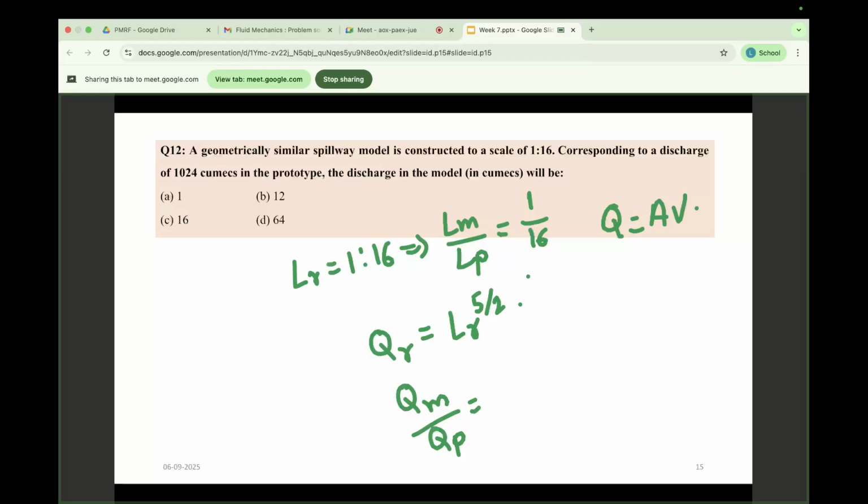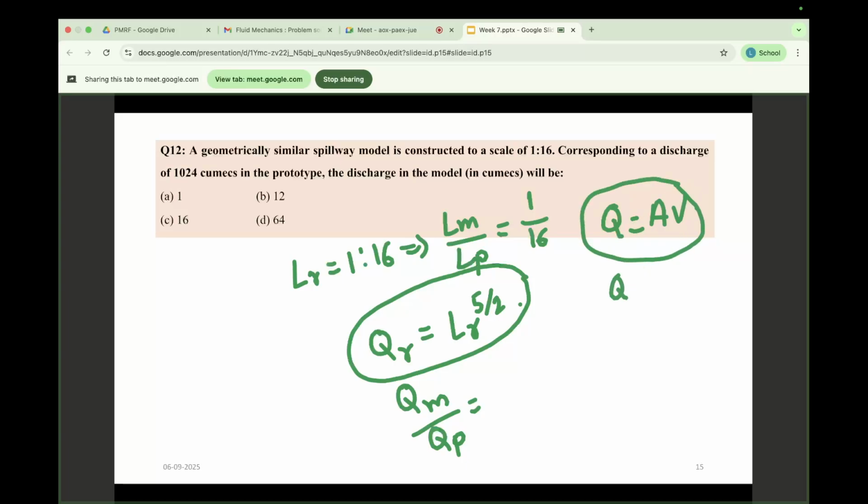See this formula, you will not always remember it, so you better go through this concept. That means Q equal to AV, or QM by QP equal to AM by AP into VM by VP. Accordingly, you find all other terms, right?